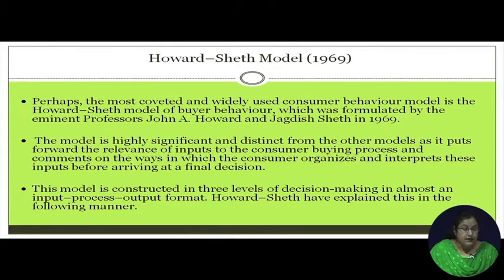This model is highly significant and distinct from the other models, as it puts forward the relevance of input of the consumer buying process and comments on the way in which the customer organizes and interprets these inputs before arriving at a final decision. It also takes into account the exogenous variables which may intermingle with the learning and perceptual constructs. So, this model is structured in 3 levels of decision making, and it looks like an input, process and output model. I will explain it.